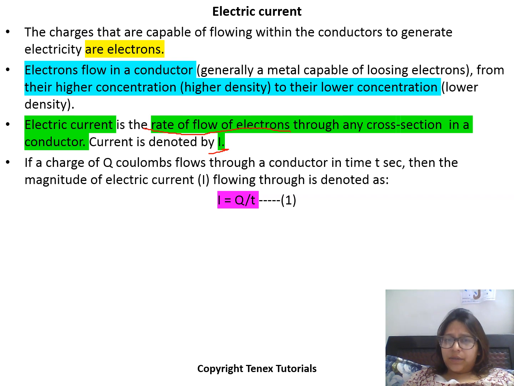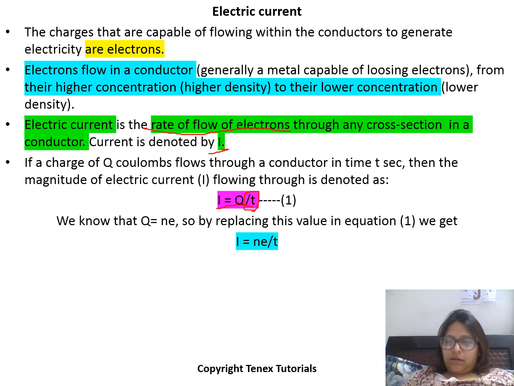Electrical current can be calculated by this equation: I is equal to Q upon T, or I is equal to the quantity of charge that flows through the cross section of a conductor per unit time. This is referred to as the electrical current. The SI unit of electrical current is ampere.